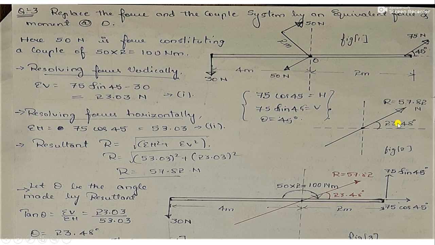How did I finalize that it is acting in the first quadrant? See, you have both the values positive. In the first quadrant, both x and y are positive. Here x represents the horizontal and y represents the vertical force. So in the first quadrant, both x and y will be positive. So I have represented the resultant acting in the first quadrant, making an angle of 23.48 degrees with the horizontal.